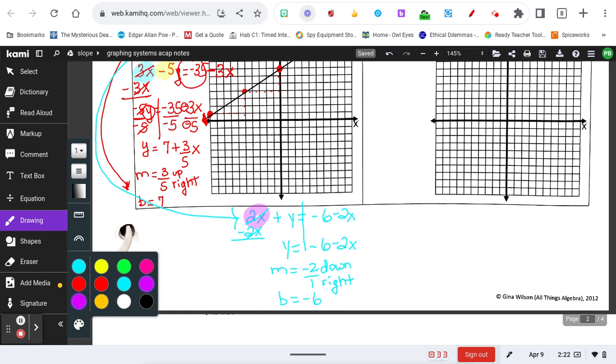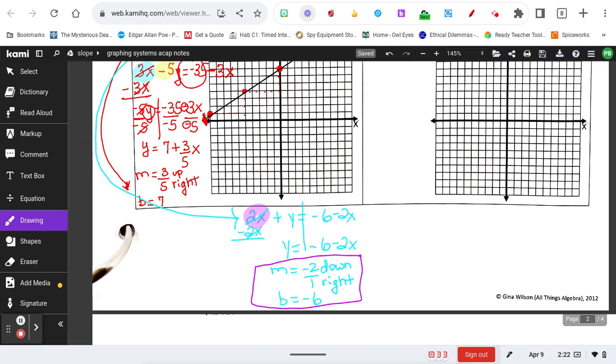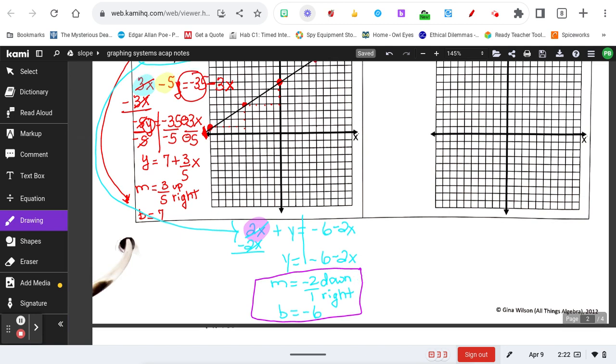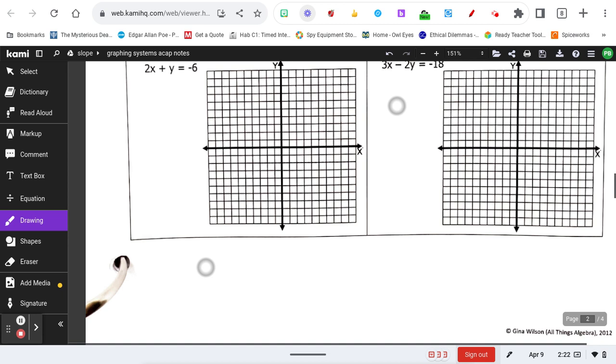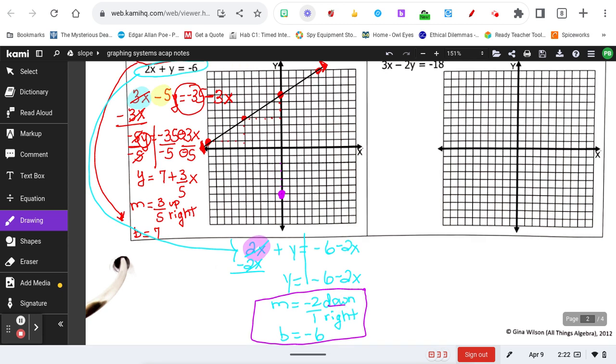Okay, I need a different color. It's too light for me. Come on, focus on this. 0, -1, -2, -3, -4, -5, -6 is right here, guys. -6 on the y-axis. And then you want to go down 2 and right 1, down 2 and right 1. But if you notice, I went away from my line.